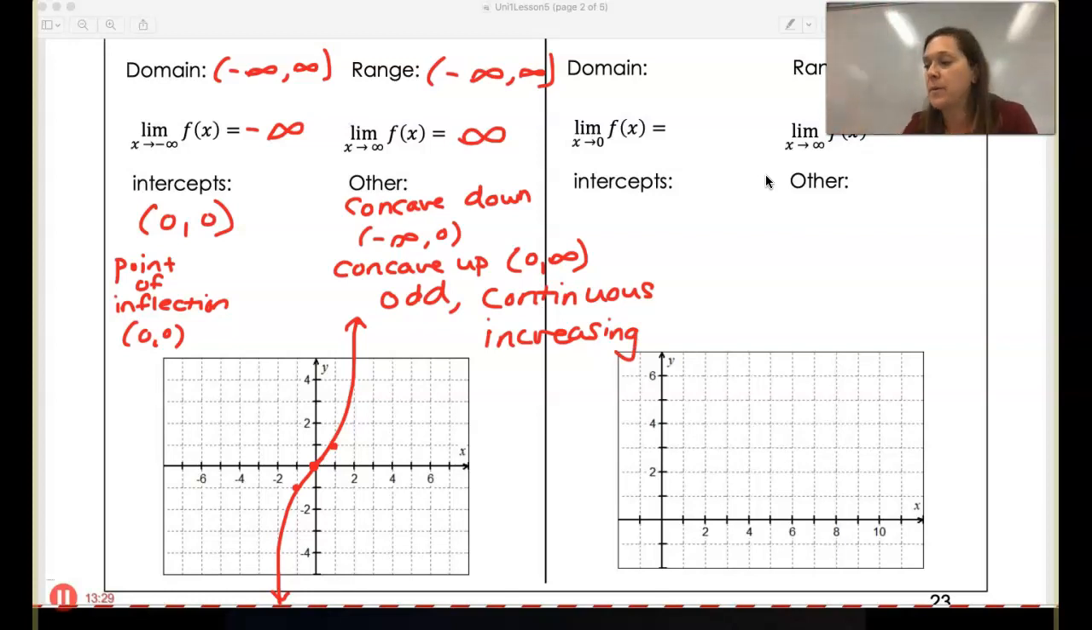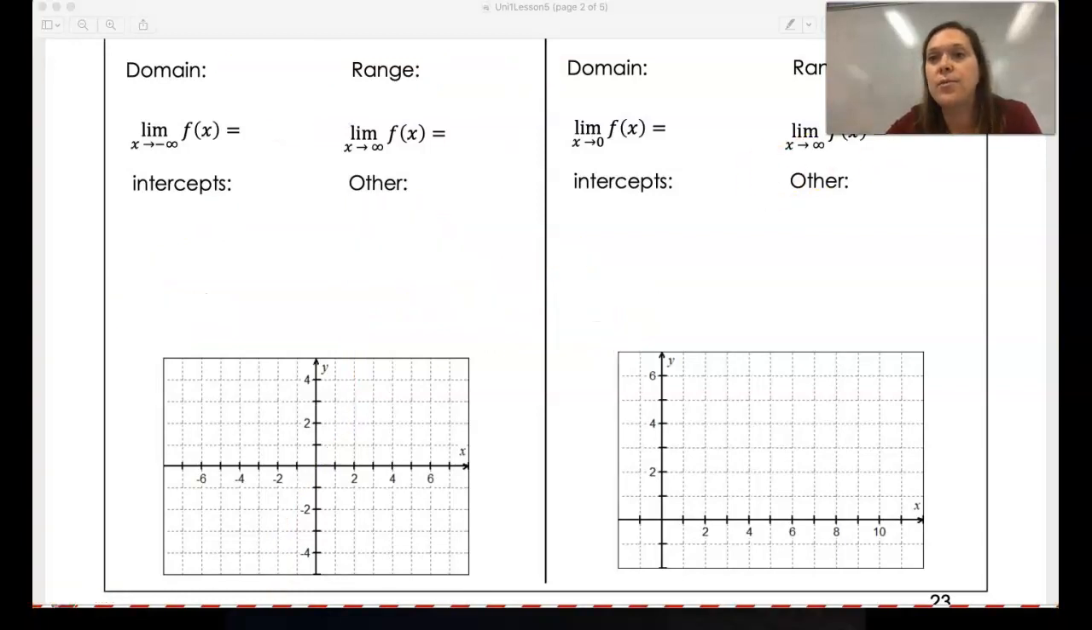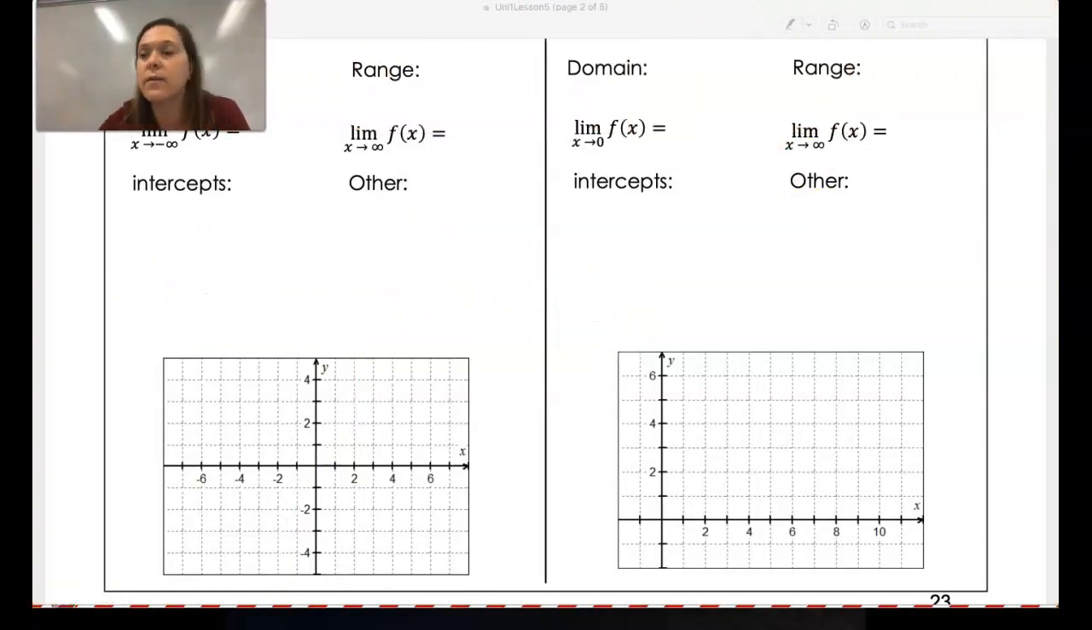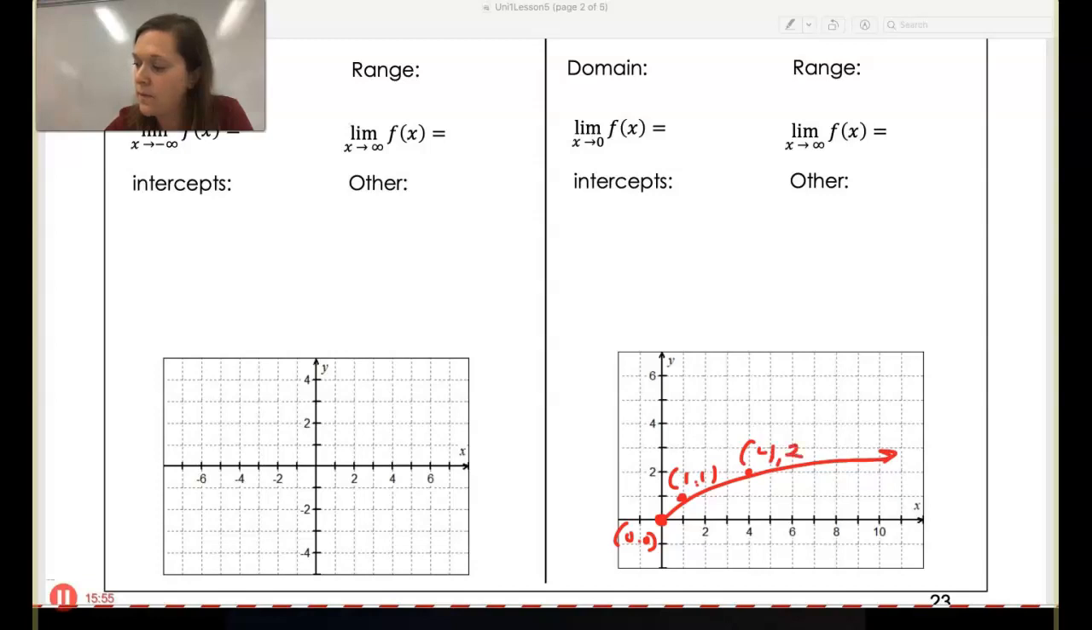All right, cool. On to the square root function. So f of x is equal to the square root of x. What does that graph look like? Well, we're at 0, 0, 1, 1, 4, 2. Doesn't like my finger anymore.